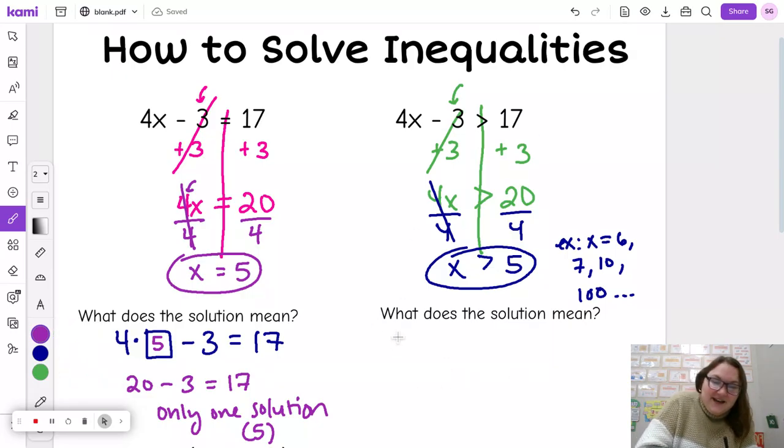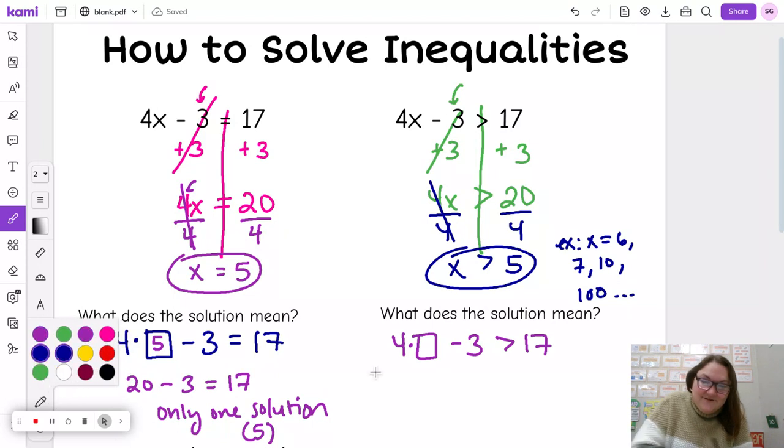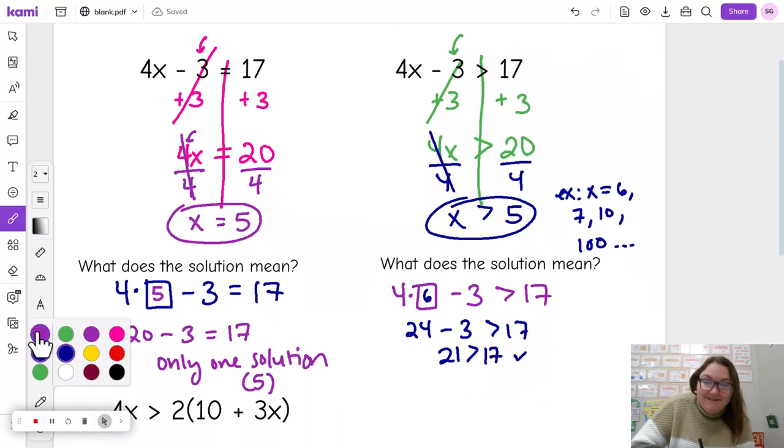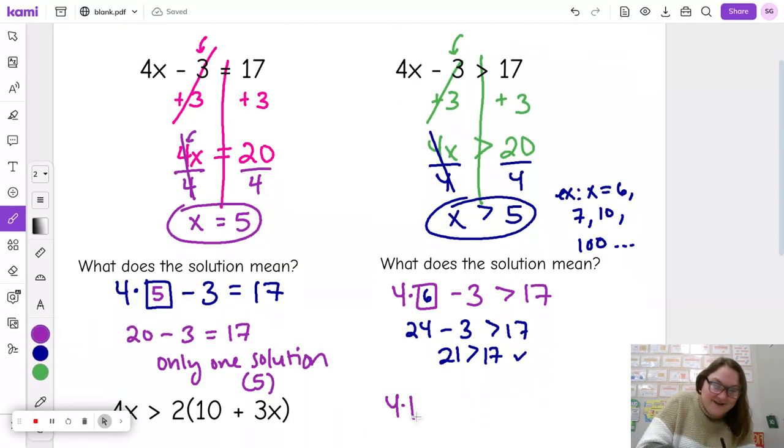It still is talking about 4 times what number minus 3 is going to give you more than 17. But now there's a lot of possibilities. There's a lot of different numbers I can put here and have my answer be something more than 17. For example, I could put the number 6 here and get 24 minus 3. Yep, 21 is greater than 17, so that would work. But I could also put numbers like 100 there. 4 times 100 minus 3. That's definitely going to be more than 17.